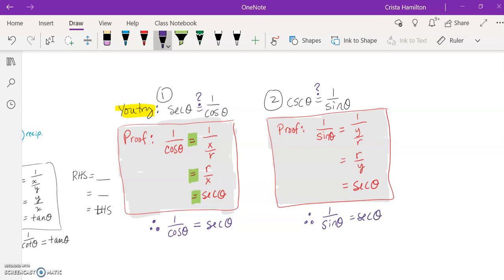So when you're doing these little mini proofs, you always pick one side, transform it to the other side, doing only substitutions and legal algebra until you get to the other side. And that's what it should look like.